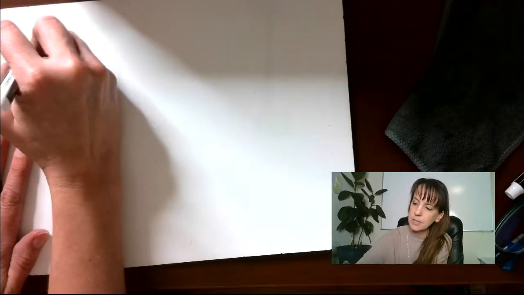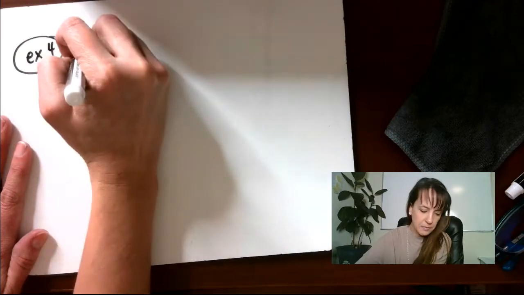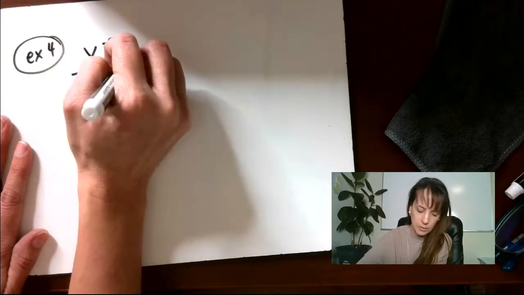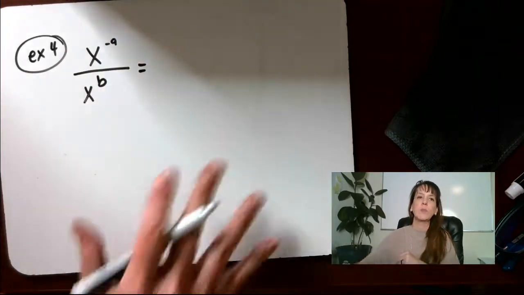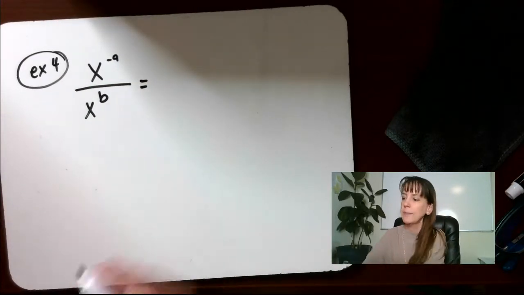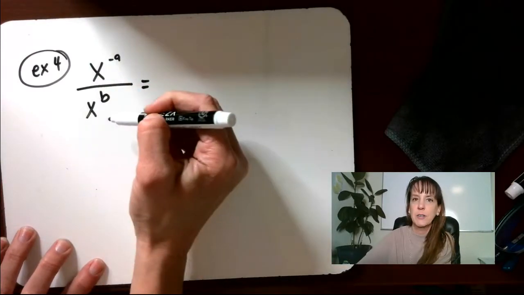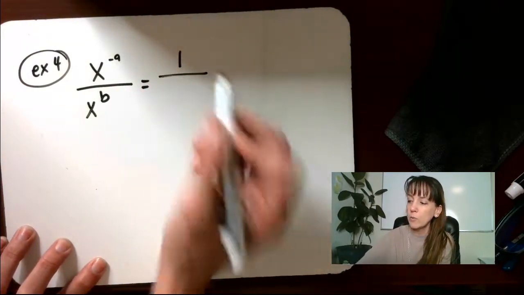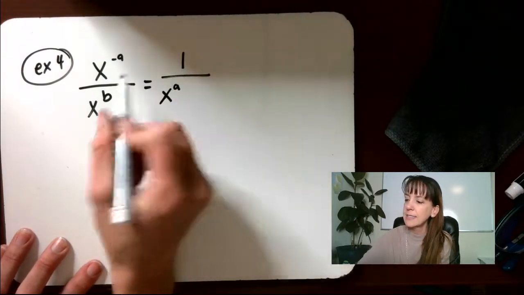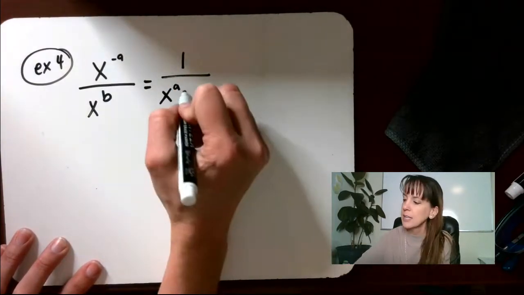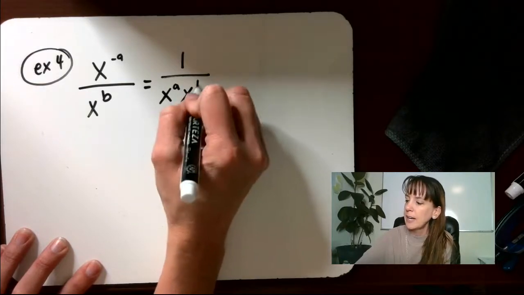Simplify, so this is example 4. Simplify x to the negative a over x to the b. And when they say simplify, they mean get rid of those negative exponents, right? So this guy, I have to go downstairs. So upstairs, 1 remains, never 0, it's always 1. And we have x to the a, because now it's a positive a, because it went downstairs. And that x to the b didn't go anywhere, so it just stays here, x to the b.